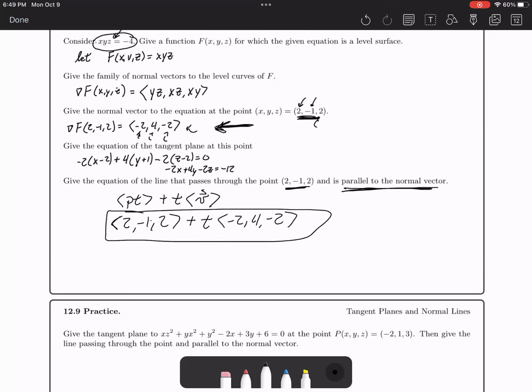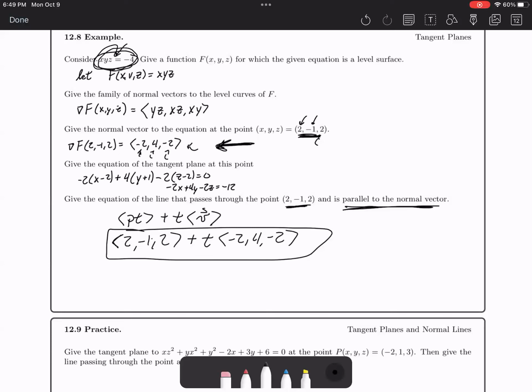Cool. So to find tangent planes, you need a point, which is often given. You need a direction vector, or a normal vector. The normal vector is found by interpreting your specific function as a specific level curve of a higher dimensional function, and then finding that higher dimensional function's gradient, which is going to give you the normal vector that you're looking for.